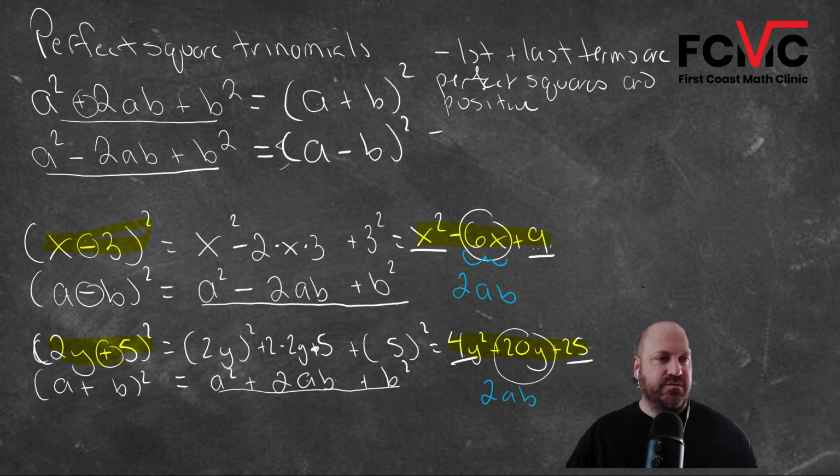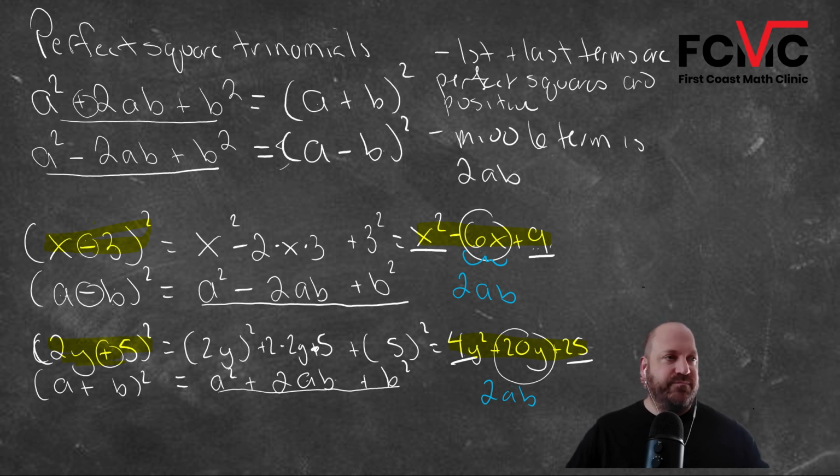So the middle term is 2 times a times b. If both of these criteria are met, first and last terms are perfect squares and positive, and the middle term is 2 times a times b, then we have a perfect square trinomial. We can identify our a and b value and rewrite our perfect square trinomial as either a plus b squared or a minus b squared, depending on this sign.